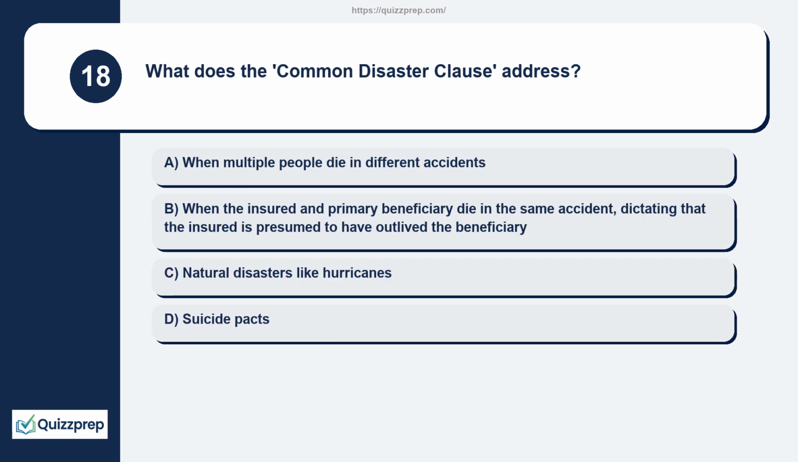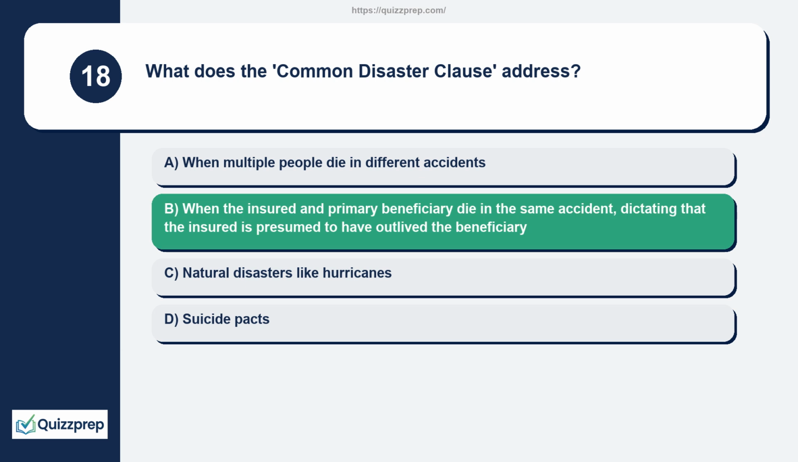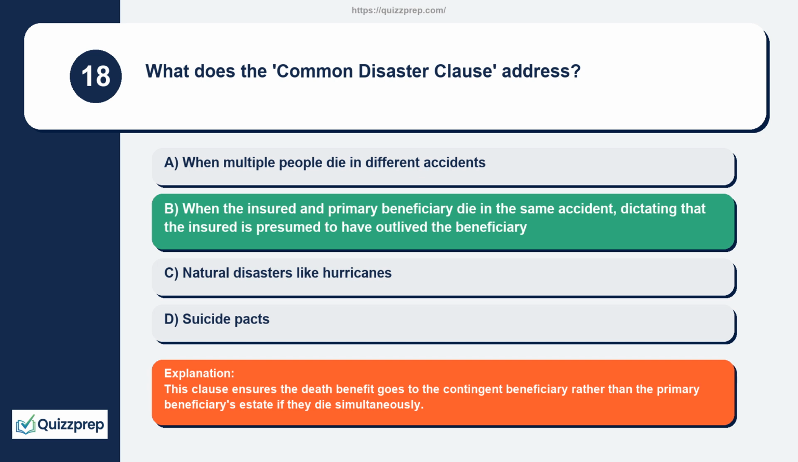Question 18. What does the Common Disaster Clause address? When multiple people die in different accidents. When the insured and primary beneficiary die in the same accident, dictating that the insured is presumed to have outlived the beneficiary. Natural disasters like hurricanes. Suicide pacts. This clause ensures the death benefit goes to the contingent beneficiary rather than the primary beneficiary's estate if they die simultaneously.